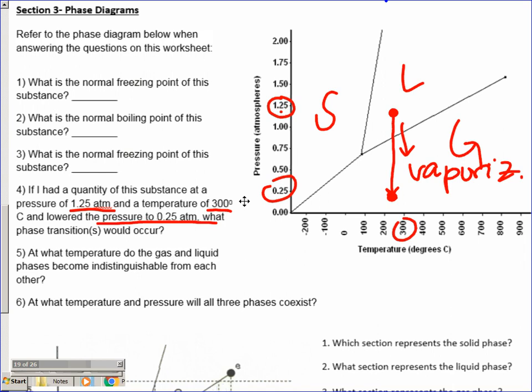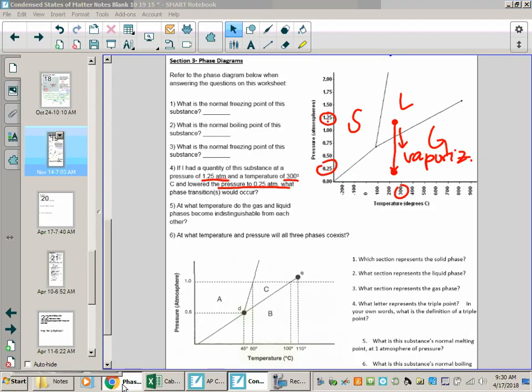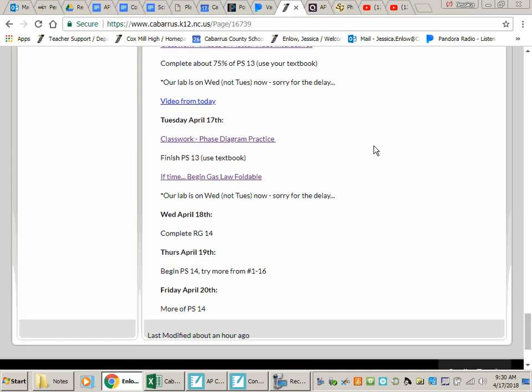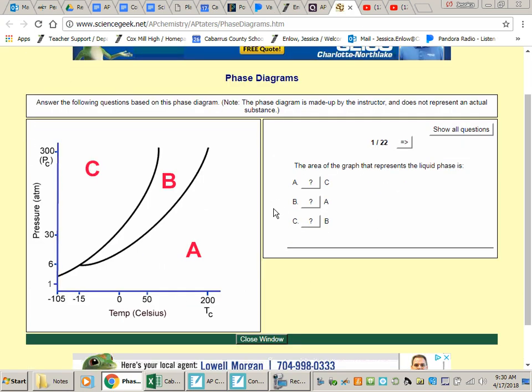Okay, so now that you're on my website, let's practice this one more time. This is a link under classwork for today, Tuesday phase diagram practice. So take a couple minutes here, and you should be able to get most of those. I think it randomizes it, so you may not be able to work together, so look for yourself right now.